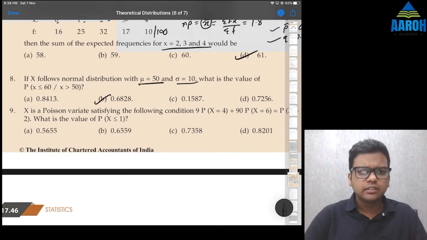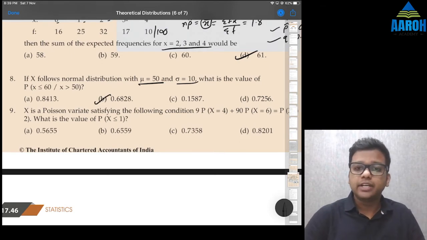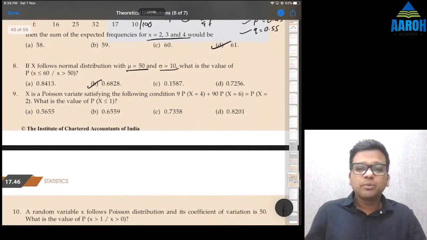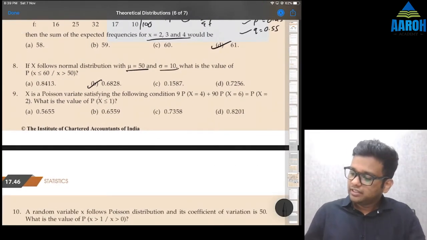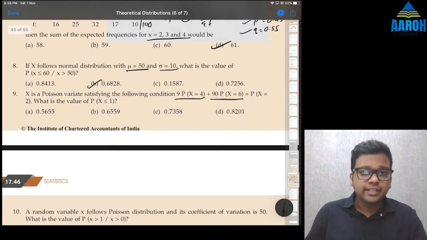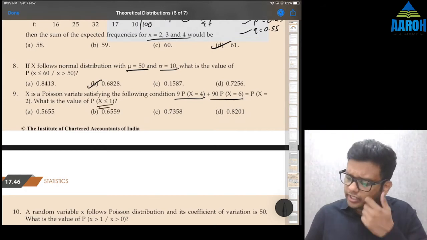Let's try the ninth one. Ninth, X is a Poisson variate satisfying the following condition. Okay, Poisson questions are easy. 9 into probability that x is equal to 4 plus 90 into probability that x is equal to 6 is equal to probability that x is equal to 2. And what is this value? Okay, let's try to solve the equation.